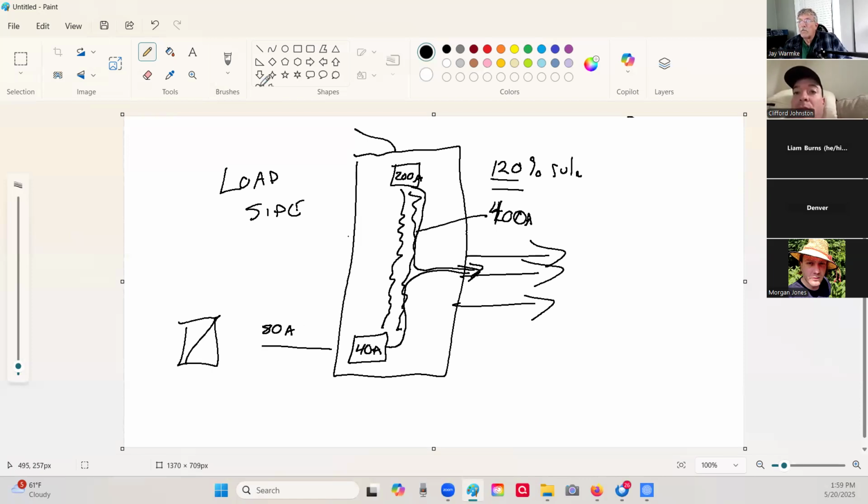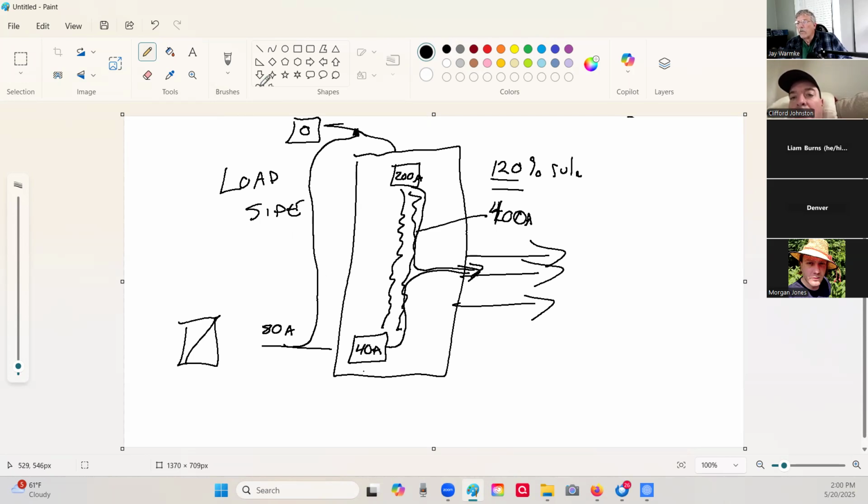So your other option would be, okay, let's just not connect load side. Let's come up here and tap in somewhere between here and the meter. And that would be known as a supply side connection. If you're on the supply side of the main breaker, that's a supply side. If you're on the load side of the main breaker, that's a load side connection.